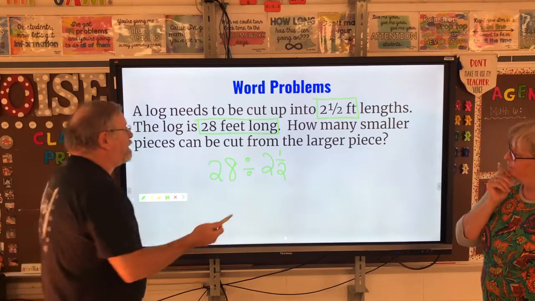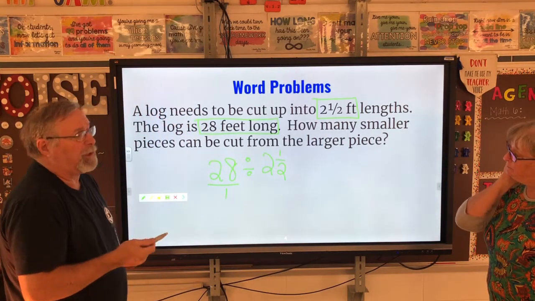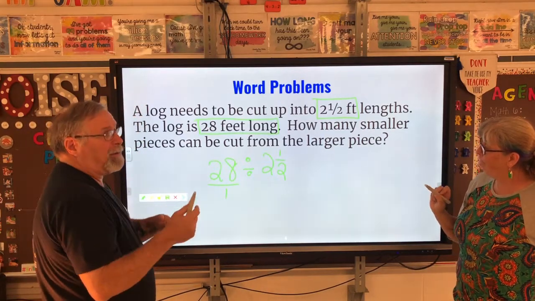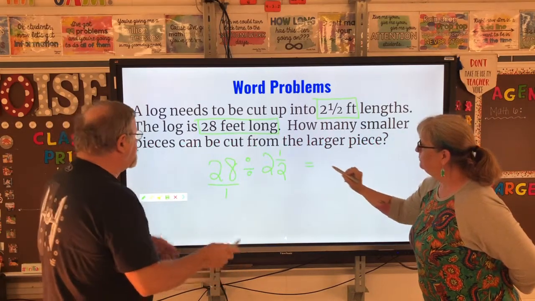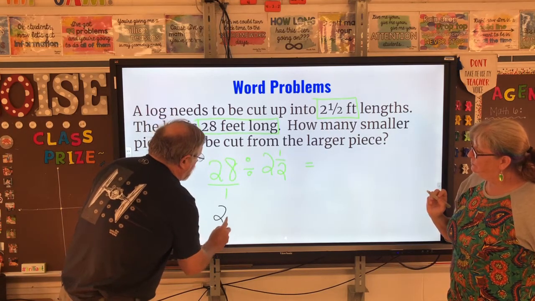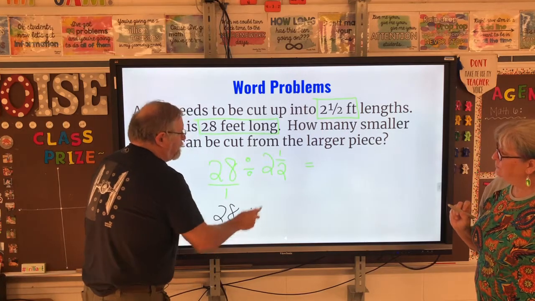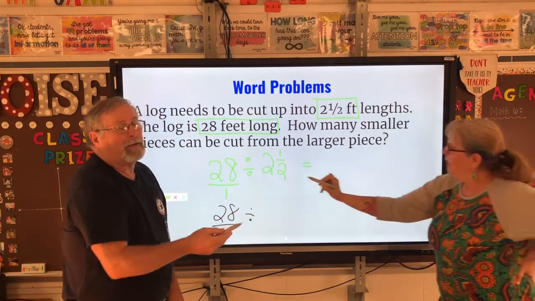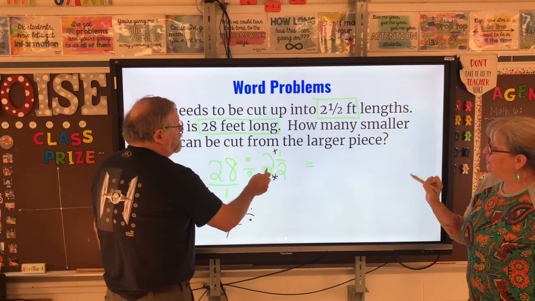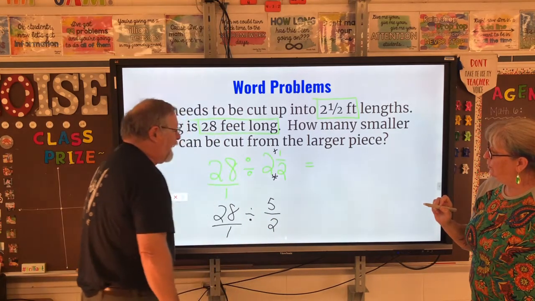So we're going to do a couple of things here. First off, we're going to put this over 1 to make it look like a fraction, because 28 over 1 is the fraction form of 28. And then we're going to change them to improper fractions. So let's go 28 over 1, and then we're going to leave this as division, and then we're going to change this. So 2 times 2 is 4, plus 1 is 5, so 5 halves.